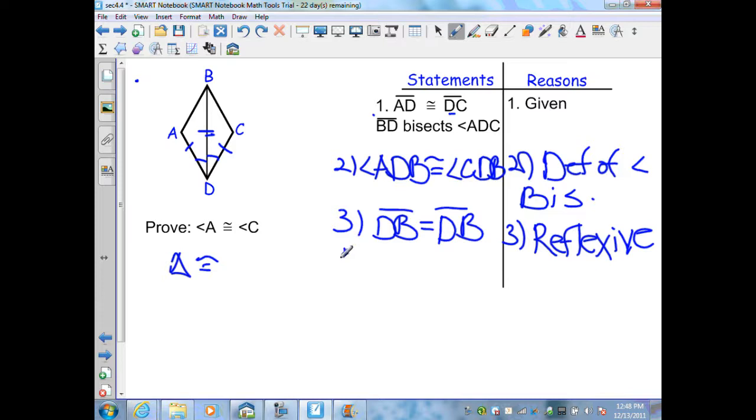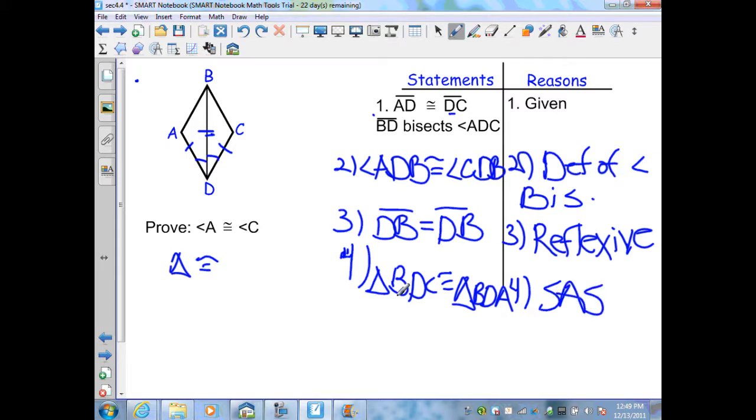Now, as stated at the beginning of the proof, I can state that triangles are congruent. Now I know I have triangle BDC congruent to triangle BDA. And the reason would be side, angle, side.